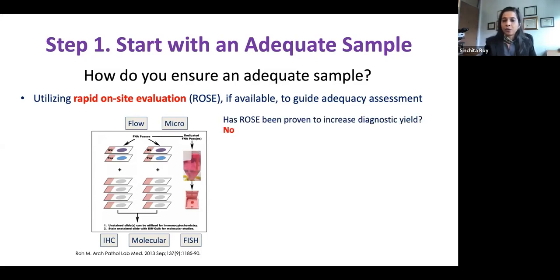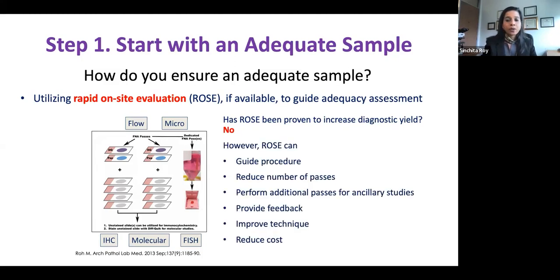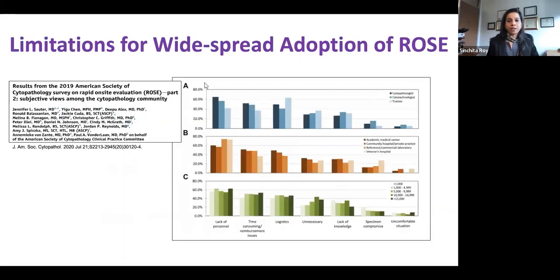Has ROSE been shown to increase diagnostic yield? And the answer is no, but ROSE can help guide the procedure. And with that, it can reduce the number of passes. You can triage it in terms of how you want to collect the tissue. You can also provide feedback to whoever's doing the procedure so that, with time, they actually get better with technique. And if you are collecting an adequate specimen up front, you end up reducing the cost, because that patient does not need to come back for a rebiopsy.